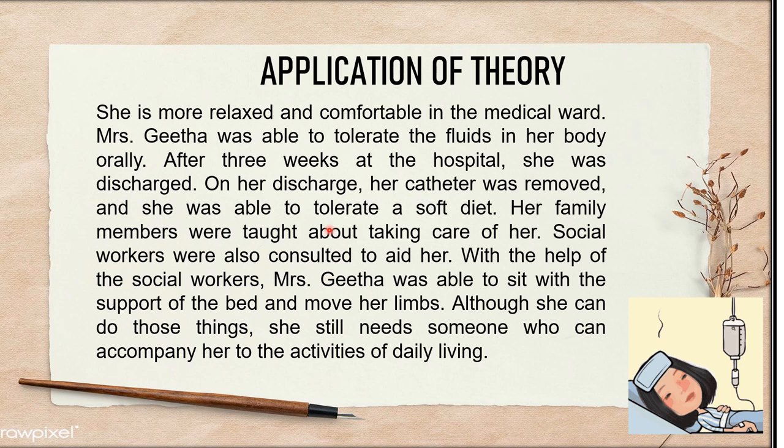Her family members were taught about taking care of her. Social workers were also consulted to aid her. With the help of the social workers, Mrs. Geta was able to sit with the support of the bed and move her limbs. Although she can do those things, she still needs someone who can accompany her to the activities of daily living. Now you can see the pattern, no changes.